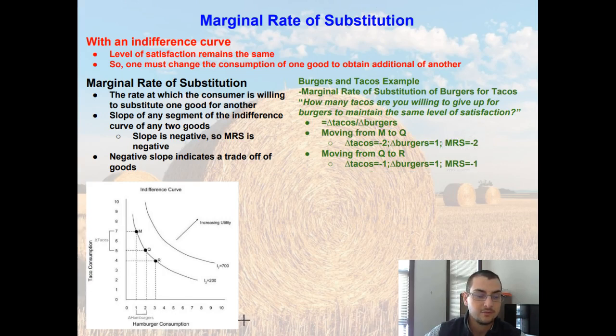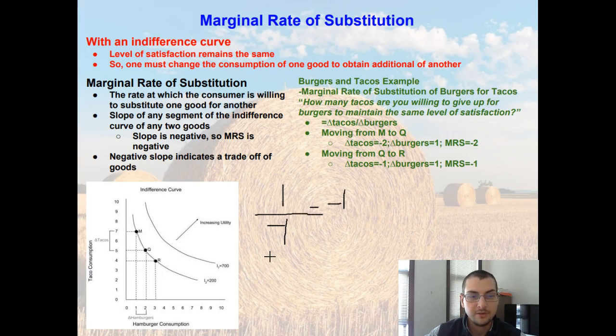Now what if we go back the other way? As we move from R to Q, we're going to just go ahead and go through the math. As we move from R to Q, how many tacos did we gain or lose? Well, we gained 1 taco. What about how many hamburgers did we gain or lose? Well, we lost 1 hamburger. So as we move from R to Q, we see that our marginal rate of substitution is still equal to -1. What about if we go from Q to M?